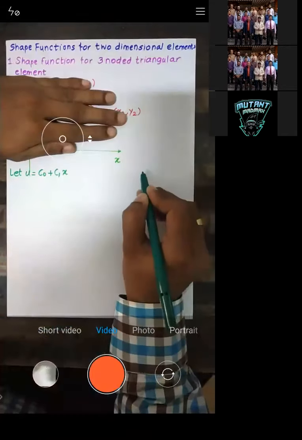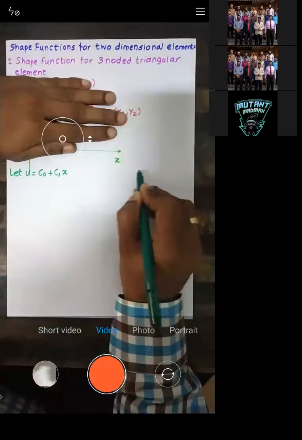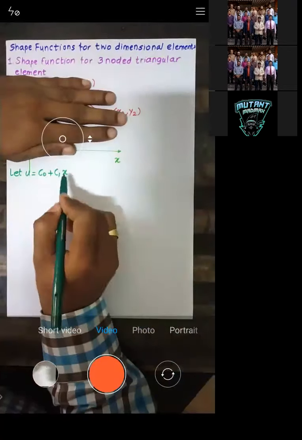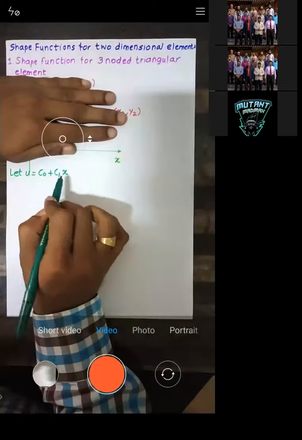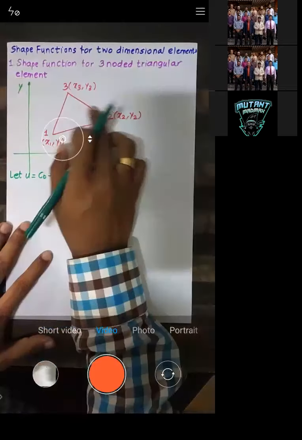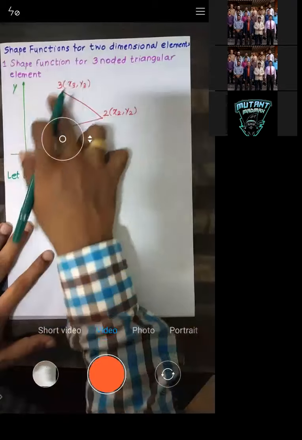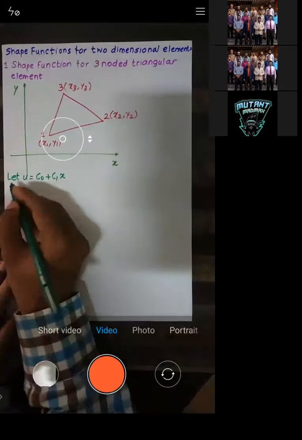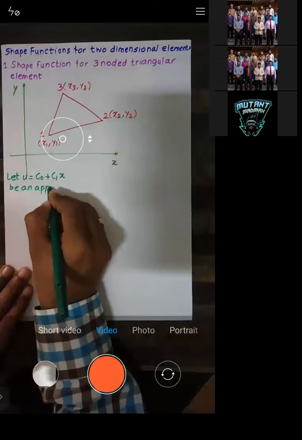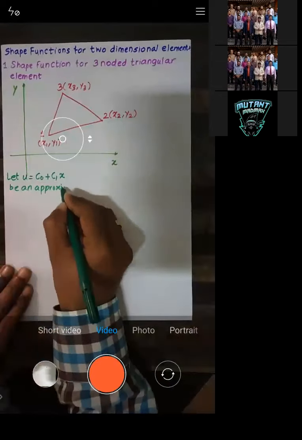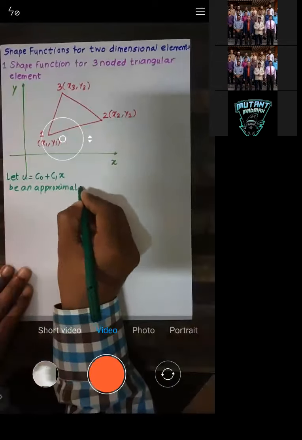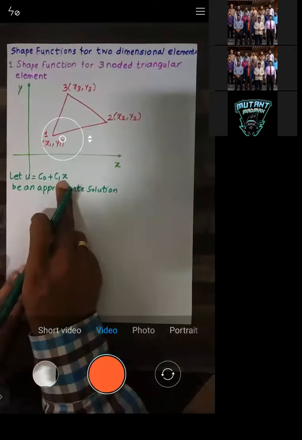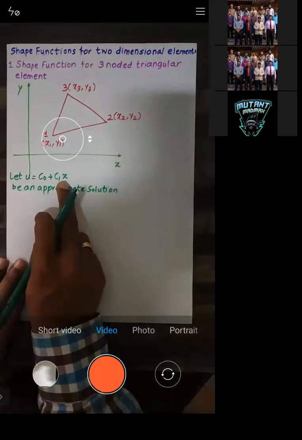Okay, so when we considered it to be a 1D element, that is a line element, we wrote the approximate solution till this term only, that is C0 plus C1x. But now it's a triangular element. Let this be an approximate solution, which you can consider only when it's a line element.